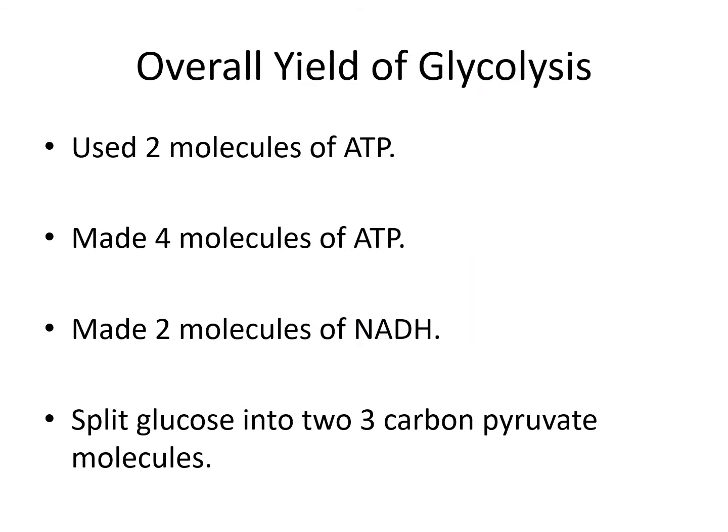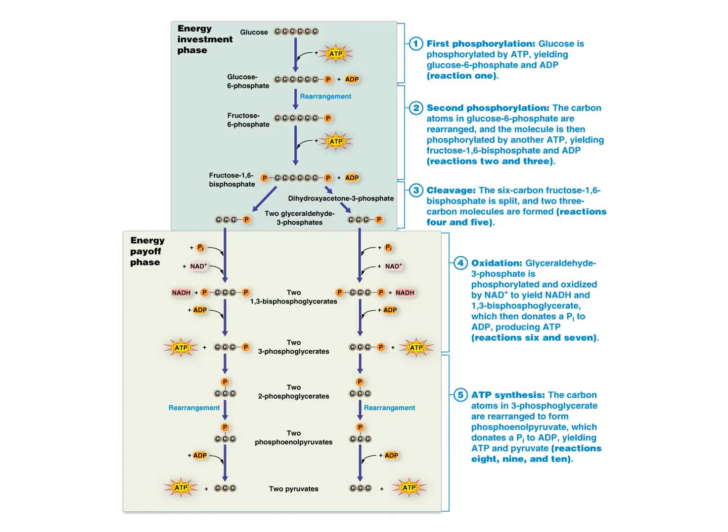So let's look at the overall yield of glycolysis now. We use 2 molecules of ATP, but in the next set of reactions we made 4 molecules of ATP. So we have a net plus 2 ATP. We also made 2 molecules of NADH, and glucose has been split to result in 2 3-carbon pyruvate molecules. And so here is the summary of both the energy investment phase and the energy payoff phase put together.